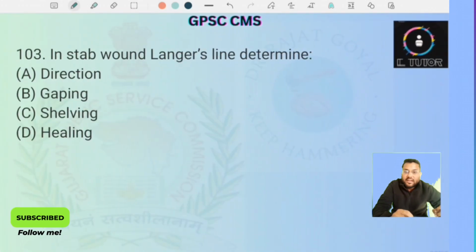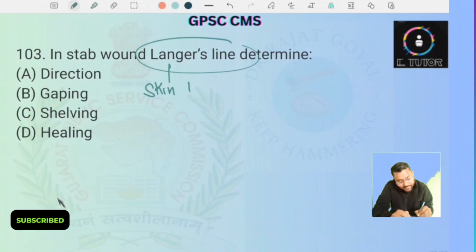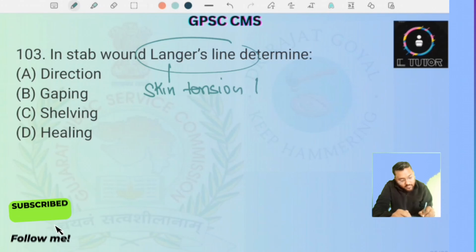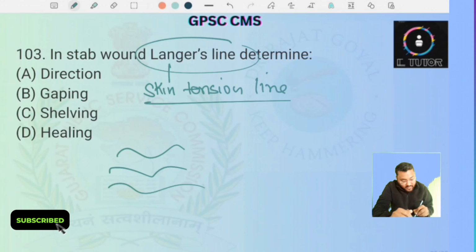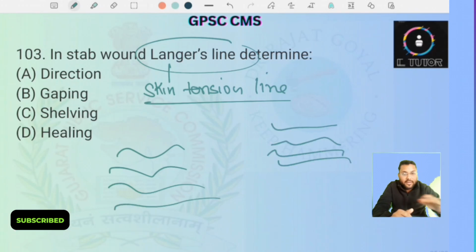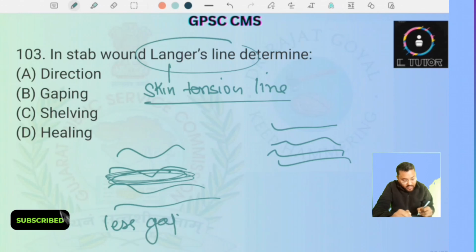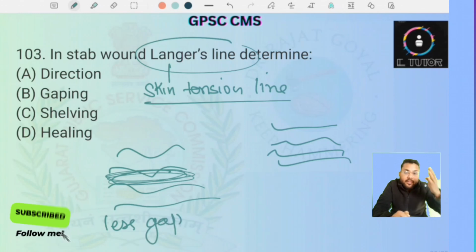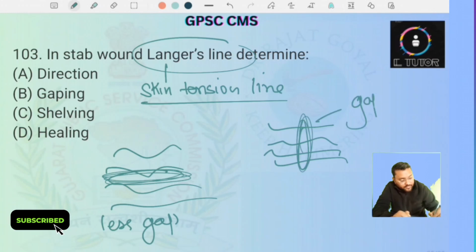In stab wound, Langer's line determines what? So what are Langer's lines? These are the skin tension lines. If the stab wound is parallel to Langer's lines, then the gaping will be lesser, so less gap will be there. And if the stab wound is perpendicular to Langer's lines, then the gaping will be more.